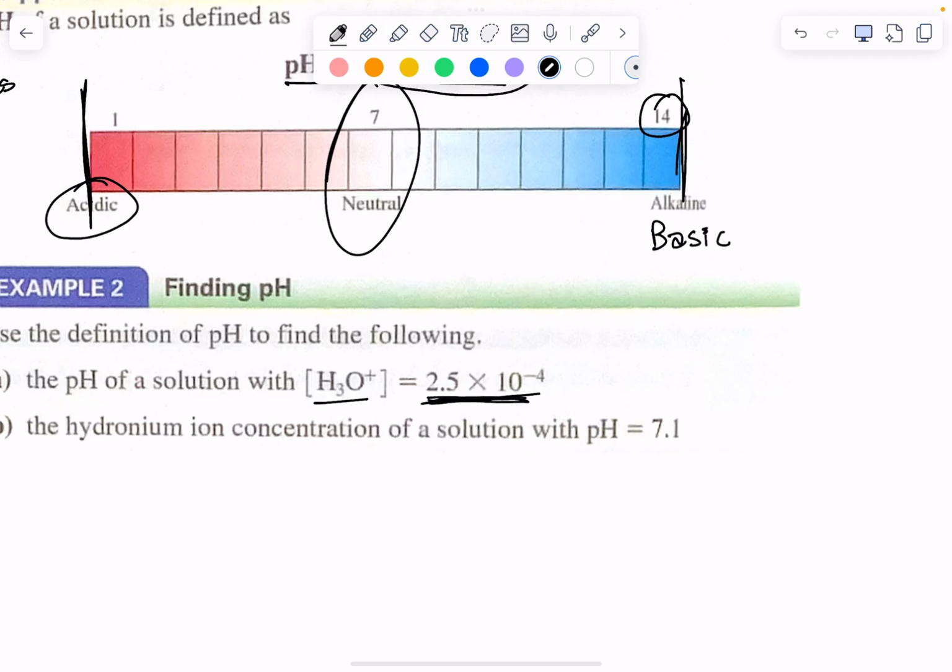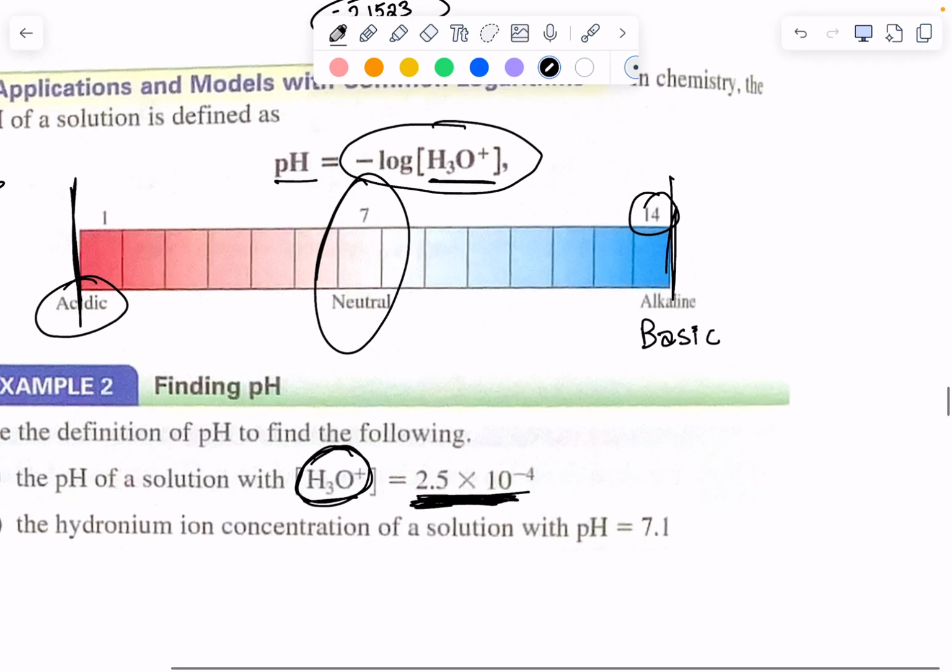I don't know, what is this thing called? H3O, trihydrogen oxide, is that what it is? Or does it have a name? Connor, do you know? H3O, does it have a name? Hydronium. Okay, so hydronium must have a concentration of 2.5 times 10 to the negative 4th.